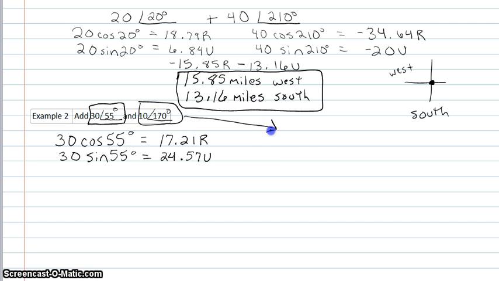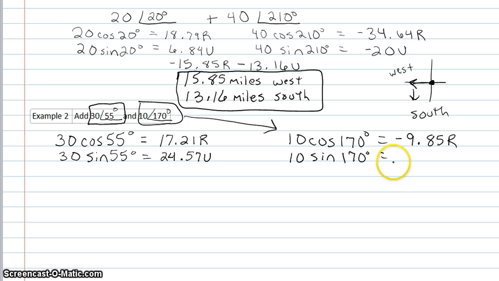Right, and then for the other side, for the next one, it'll be 10 cosine 170 degrees, and then 10 sine 170 degrees. Anyway, so when you put that in your calculator, you're going to get negative 9.85R, and then for the sine, we'll get 1.74U.